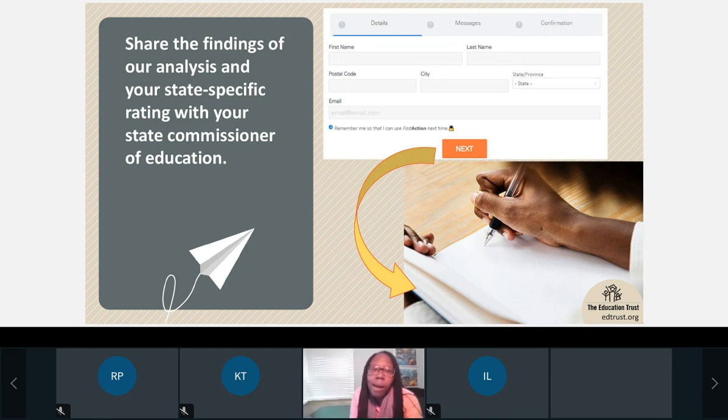commissioner of education. In the report that Rachel just talked about, there's a little form on every single state's page where you can enter a little bit of contact information. It generates a letter that you can then send directly to the chief state school officer, the state superintendent in your state.